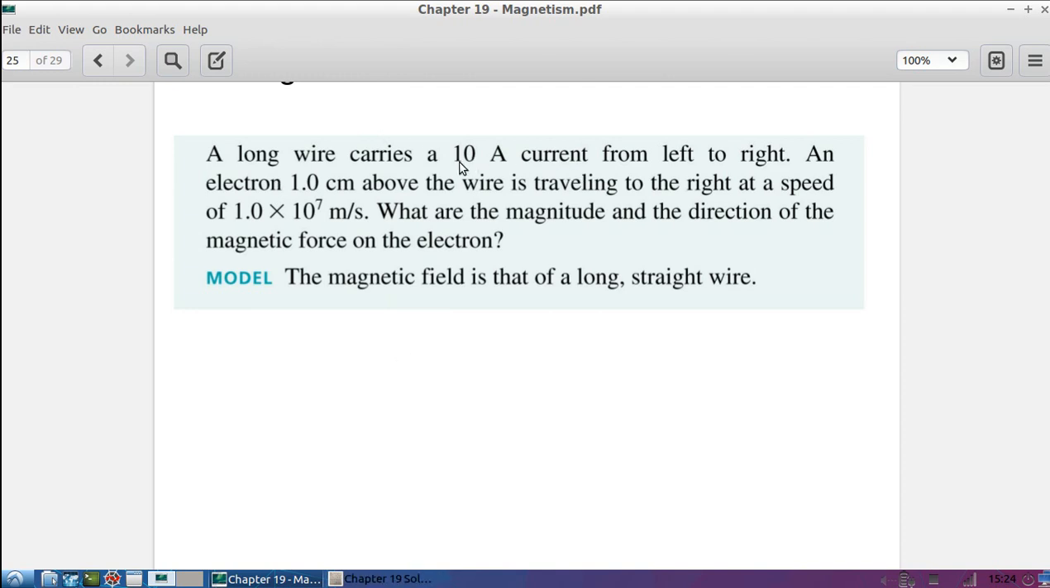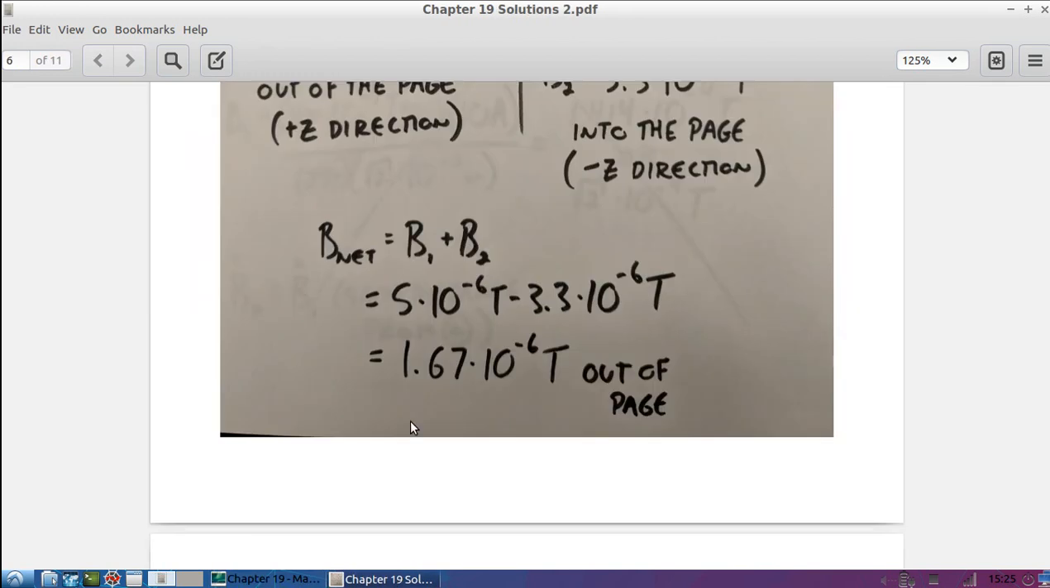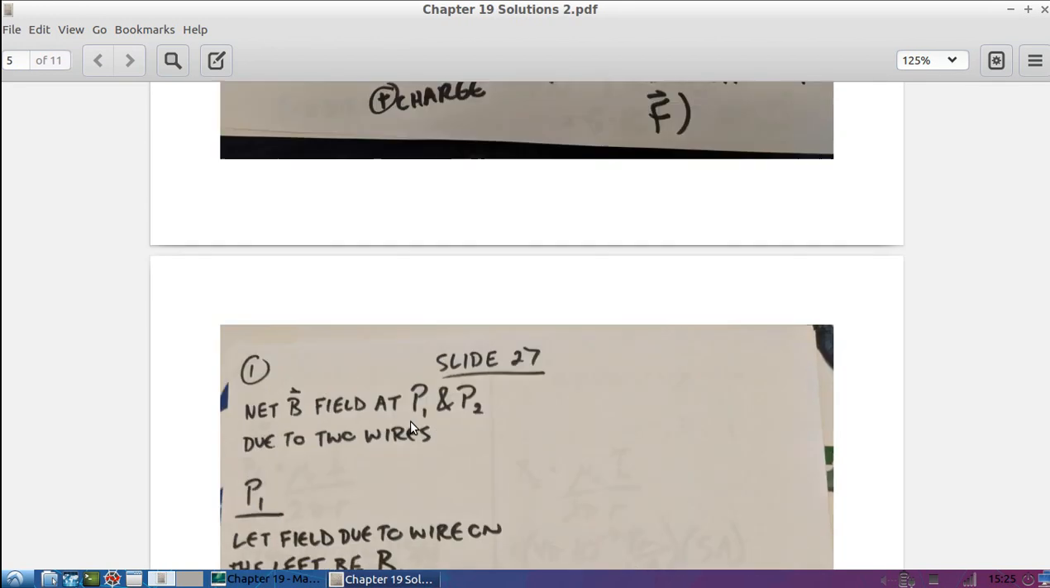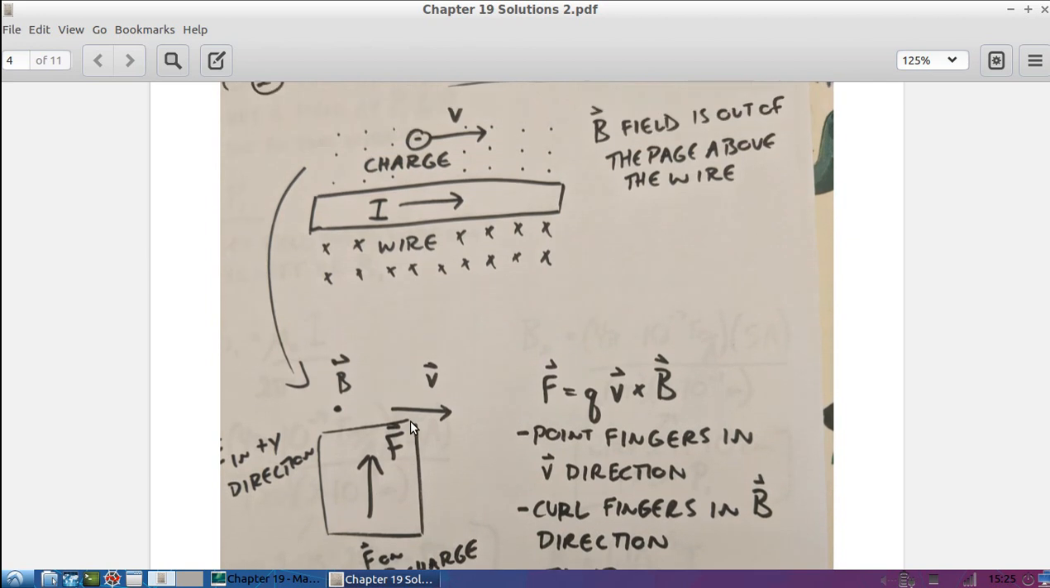So the wire is carrying a 10 amp current, and we know the location in question is 1 centimeter above the wire. And we also know the speed of the electron, which is 1 times 10 to the 7 meters per second. So my drawing for this picture looks like this.